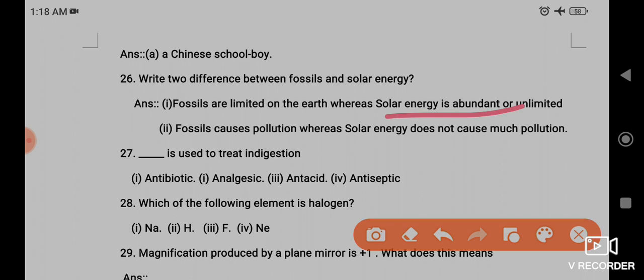Next, 27: dash is used to treat indigestion. Out of the given options, antibiotic, analgesic, antacid and antiseptic, all of you know that antacid treats indigestion. So option number 3 will be the correct answer.